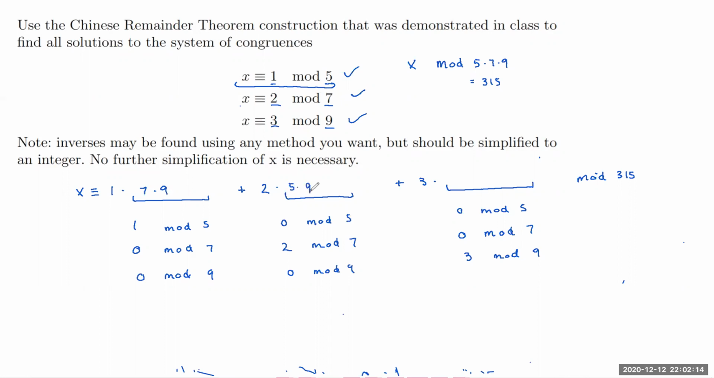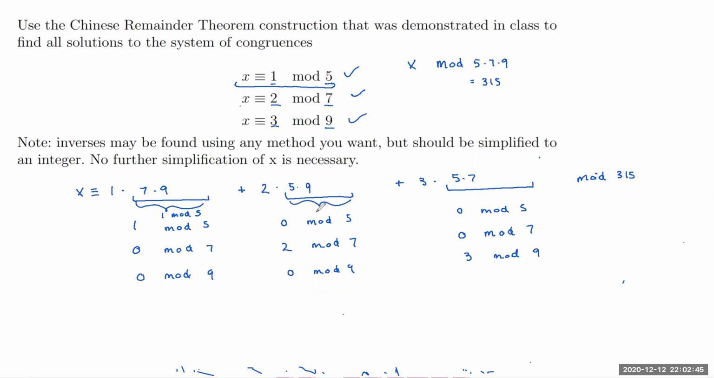And then with the final term here, we are going to multiply that by 5 and 7. Now we have to ensure that this term is 1 mod 5, this term is 2 mod 7, and this term is 3 mod 9. The easiest way to do that is to ensure that this additional piece you multiply by comes out to be 1 mod 5 in this case.